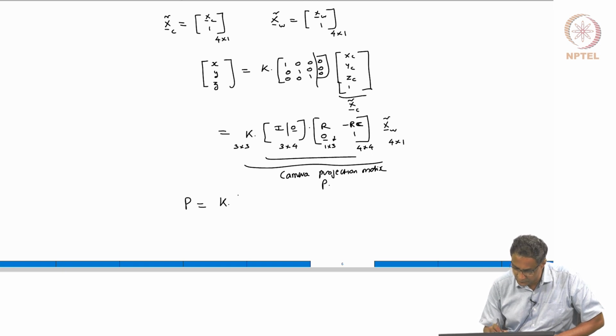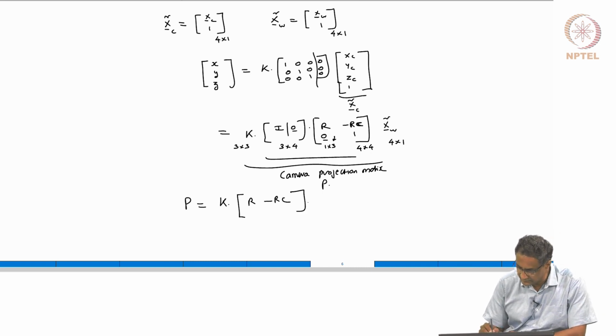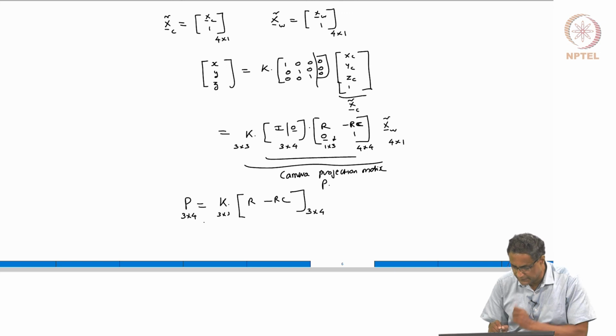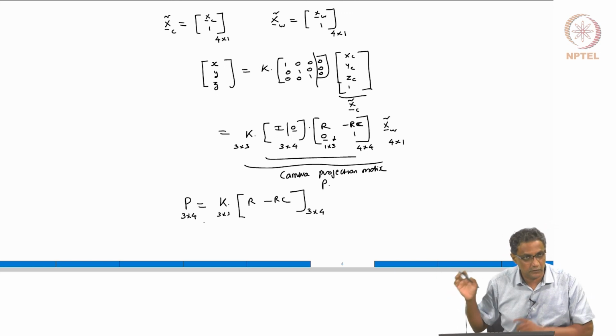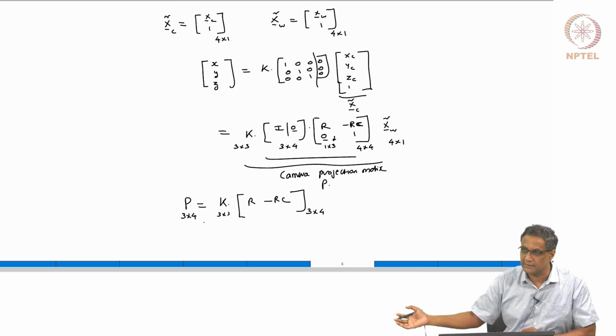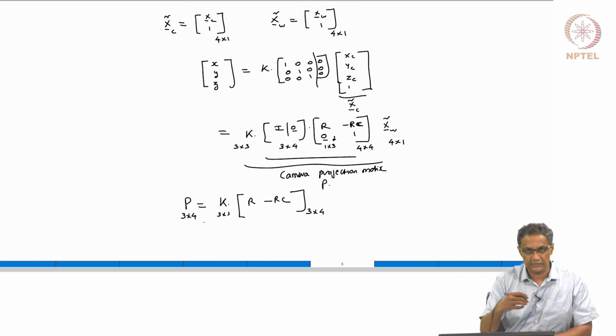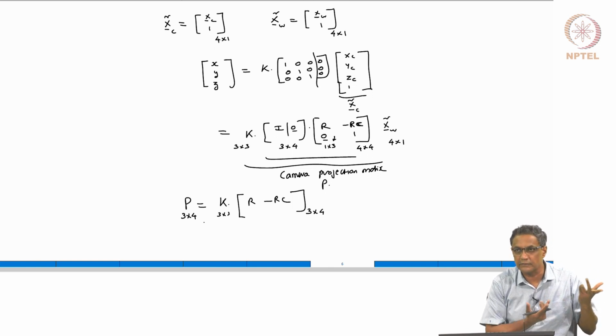Now, if you multiply these two, you will get R, minus RC. This will be 3 cross 4, this will be 3 cross 3, and therefore, P is always a 3 cross 4 matrix, a camera projection matrix. This is the world coordinate, and all of this is in the homogeneous form. So, we act on a 4 cross 1 vector, which is your 3D world coordinate appended with 1. The projection matrix acts on it, gives you a 3 cross 1 vector, scale the first two by the last one, you get your image point.